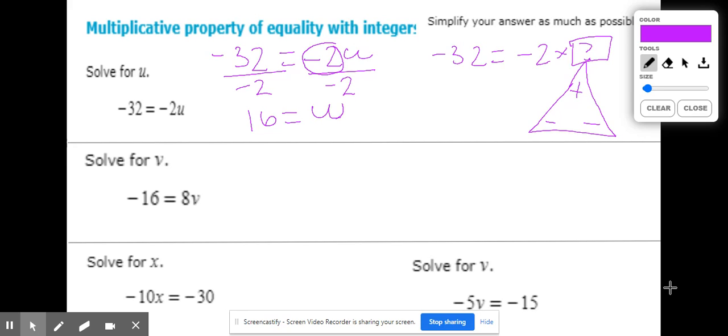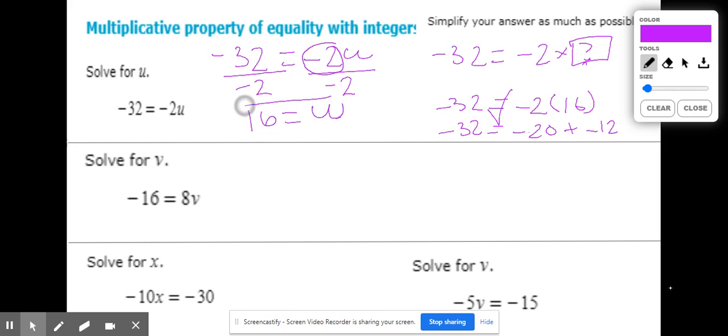So if I were to check my work, let's make some space here to just check our own work. When I check my work, I'm checking to make sure that negative 2 times 16 is equal to negative 32. Well, negative 2 times 10 is negative 20, and negative 2 times 6 is negative 12. And yes, negative 20 plus negative 12 is equal to negative 32. My check works, and this is the correct answer.